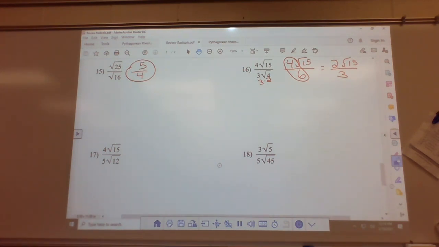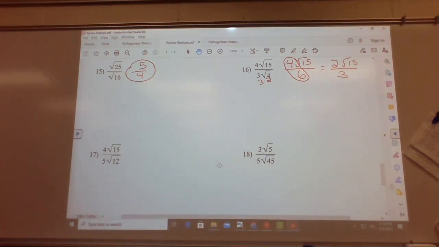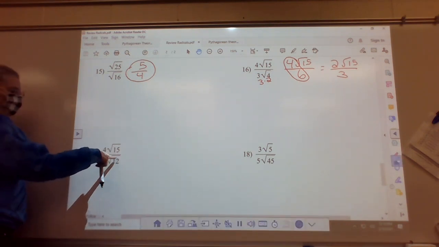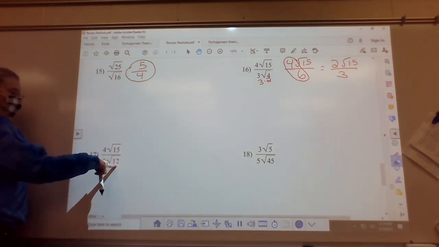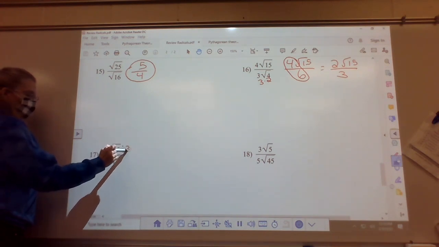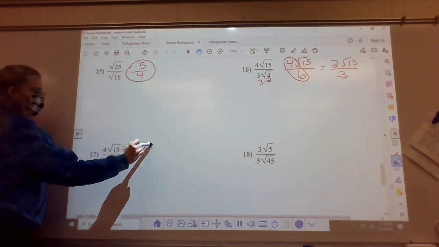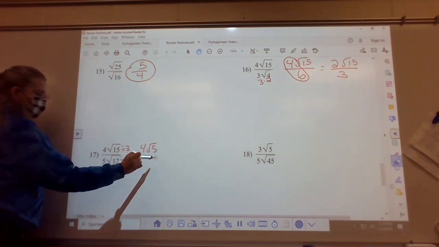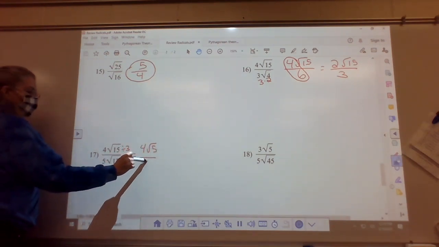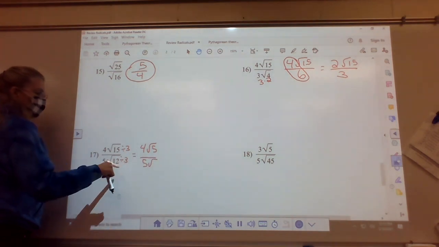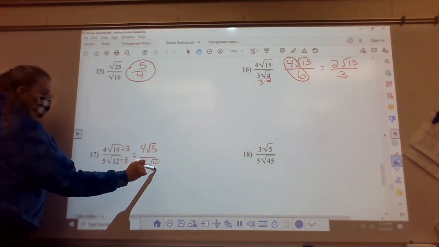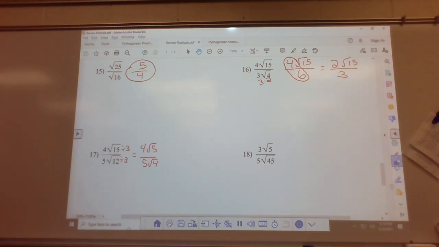So the last step is sometimes to do one more final reduction. 15 and 12. They both divide by what? So divide both by 3. So I get 4 radical 5. Radical 12 divided by 3 is 4. So 4 radical 5 over 5 radical 4.